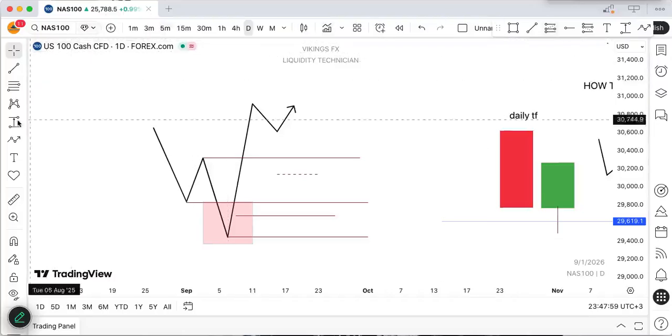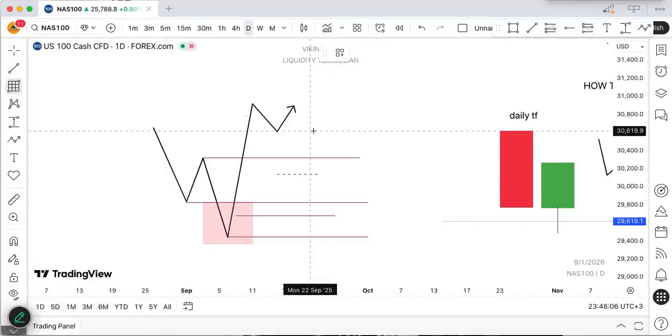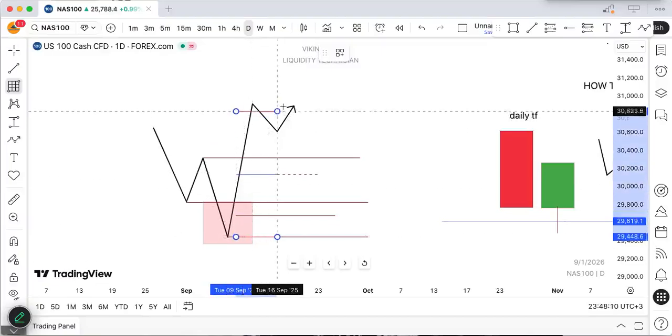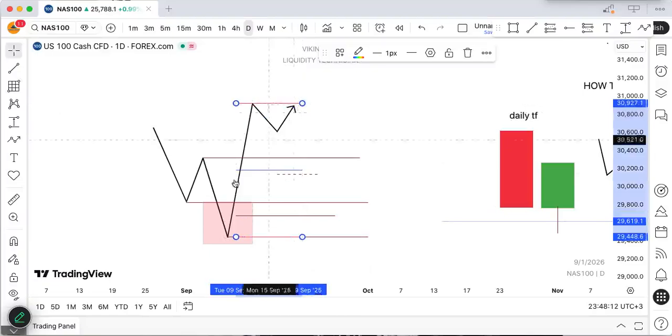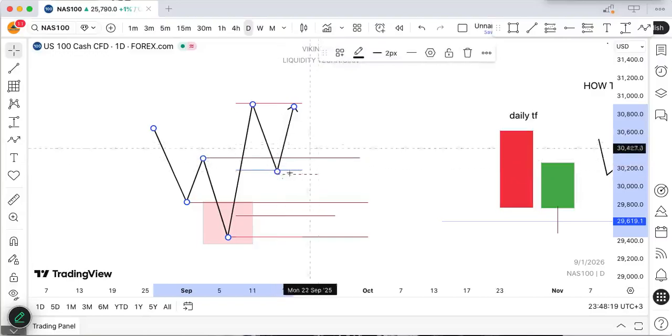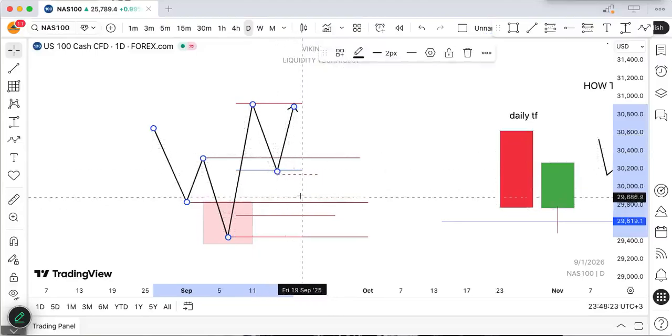So this is the gun box. You can find it, I think, maybe here. Yeah, this is the gun box, and I will share the gun box settings. You measure from here to here, so it will just give you the 50% level. Once price retraces to the 50%, well and good, it has engineered liquidity for you to use.